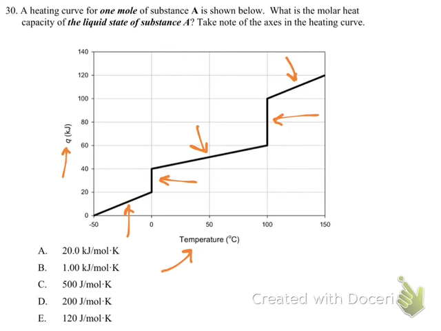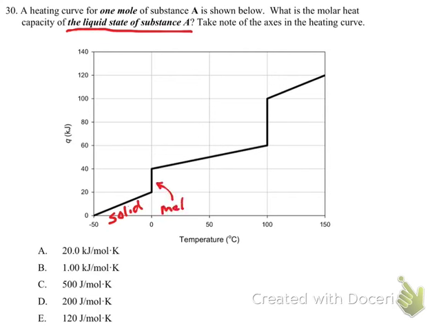So we're looking for the heat capacity, the molar heat capacity of the liquid substance. And so we think about what's going on here. Our substance is starting as a solid down here. At this point we have melting. And at this point we have heating of our liquid. So this is actually the part that we're going to be honing in on here to find the molar heat capacity.